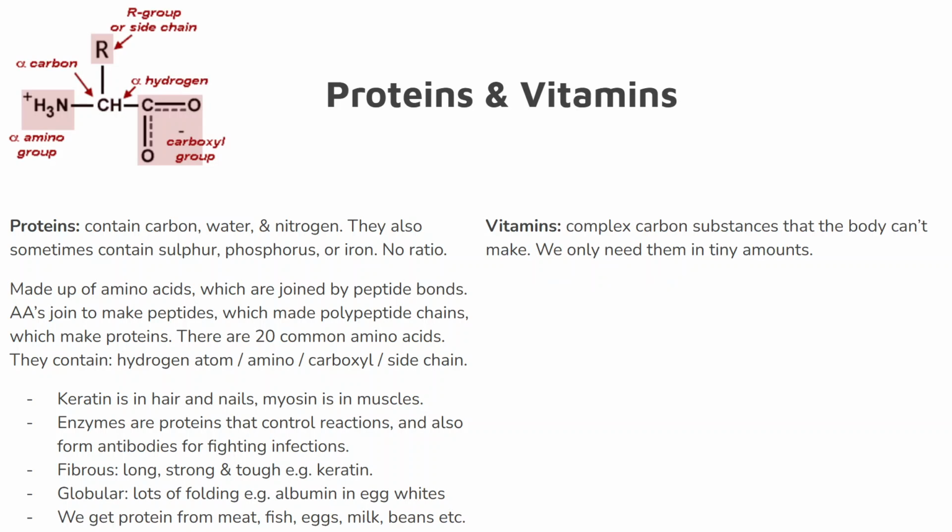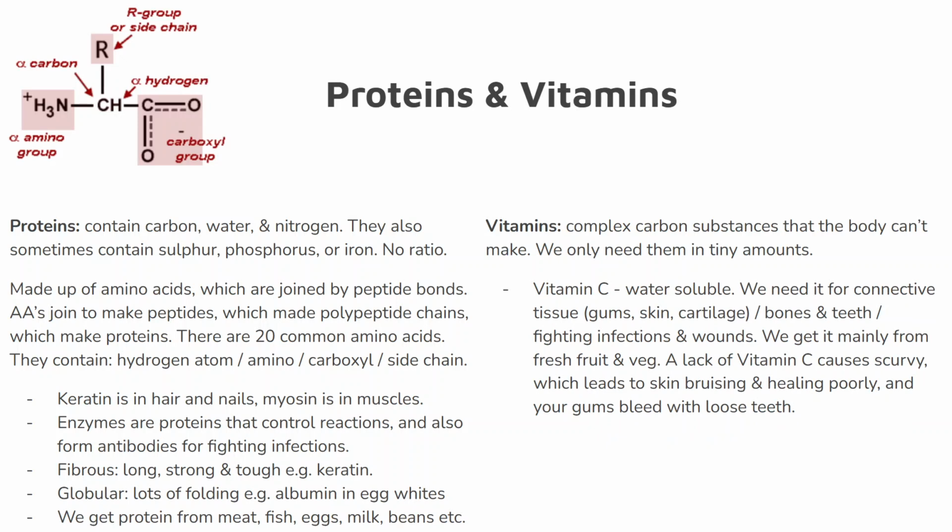Now, vitamins are complex carbon substances that the body isn't able to make on its own, but we only need these in tiny amounts. Your vitamin C is your water soluble vitamin. Basically, vitamin C dissolves in water, and we need it for our connective tissue like our gums, our skin, and our cartilage. We need it for healthy bones and teeth, and for fighting infections and wounds in the body. We get vitamin C mostly from fresh fruit and vegetables.